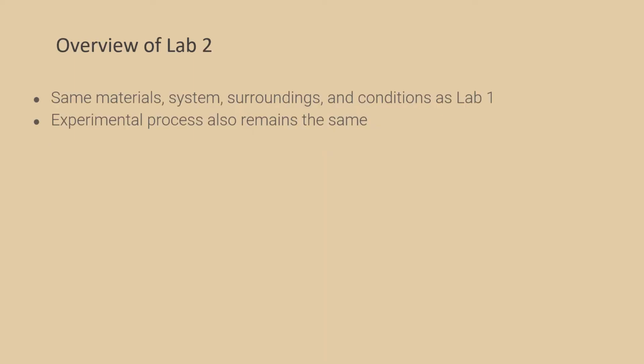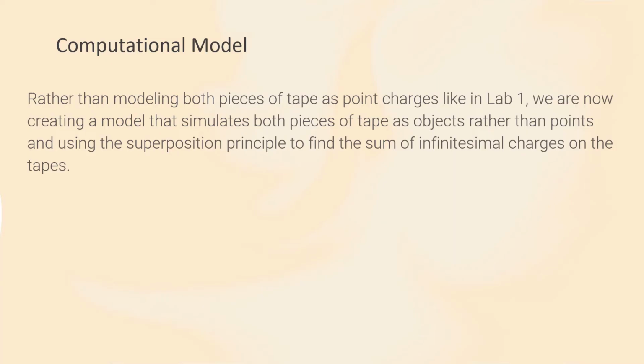And so for Lab 2, we use the same material system, surroundings, and conditions, and the experimental process also remains the same, but the experiment gets different when we go into our computational model. Rather than originally modeling both pieces of tape as point charges, we're now going to create a model that simulates both of the pieces of tape as objects rather than points. And we're going to use the superposition principle that we talked about earlier to find the sum of the infinitesimal charges on the tape.